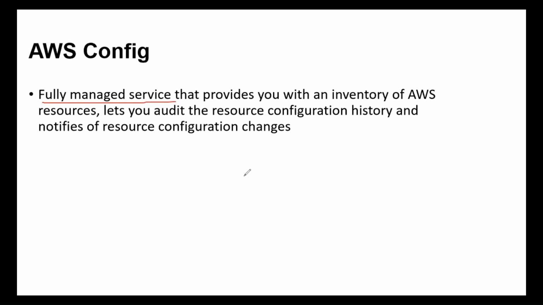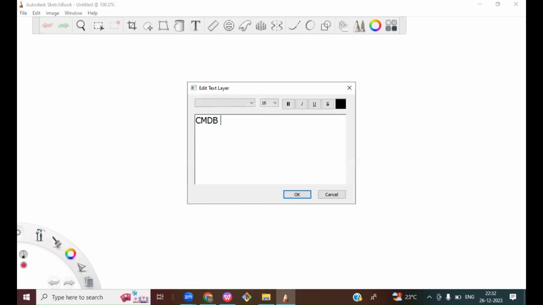Typically, you can say that this service is analogous to a CMDB, right? So what is a CMDB? It is the configuration management database. Every organization will have its own configuration management database, and in that, they would define all the resources, or in ITIL terms, we call it a CI, configuration item. So we call it a CMDB, which is a configuration management database.